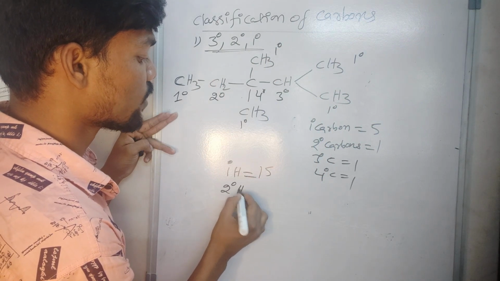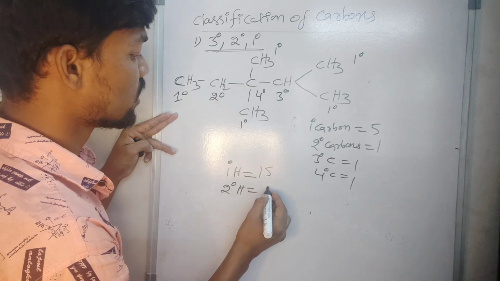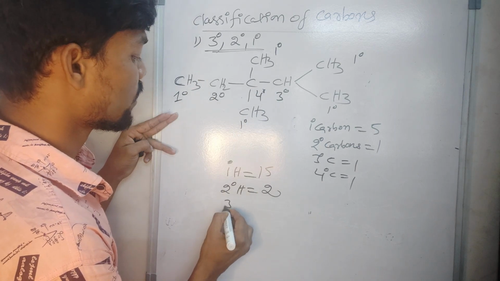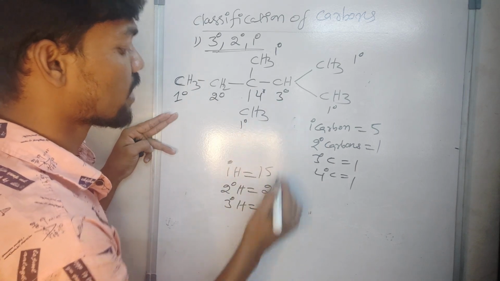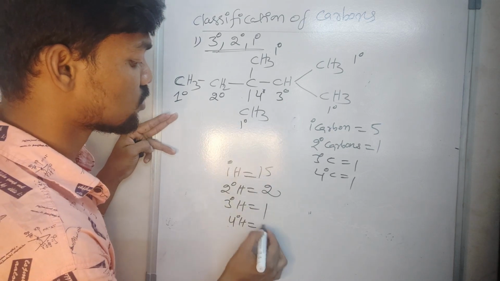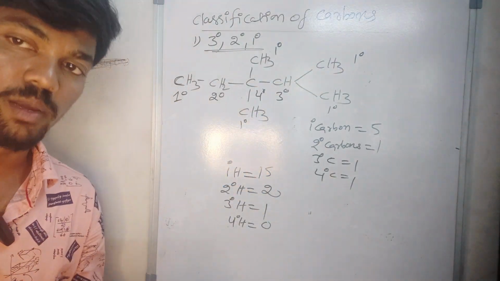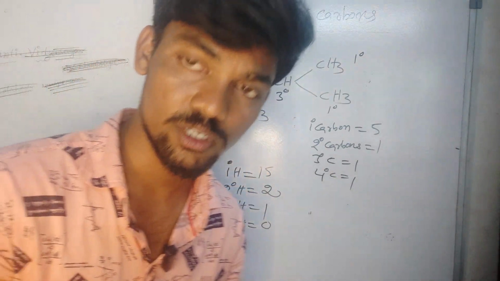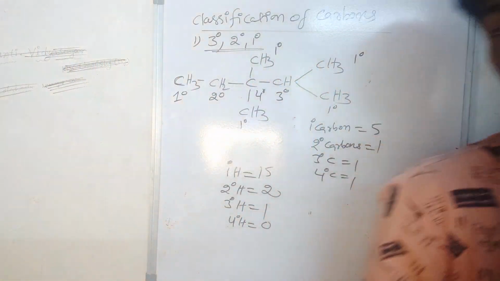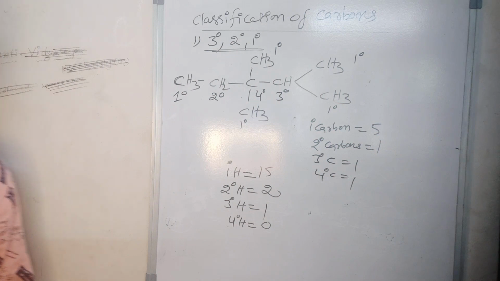Secondary hydrogens, how many are there? 2 are there. So only 2 hydrogens. For tertiary hydrogen, 1 hydrogen is there. For quaternary, how many hydrogens are there? 0. So in this way we can calculate whether a carbon is primary, secondary, tertiary or quaternary, whatever it may be. Like this we have to know the nature of the carbon.